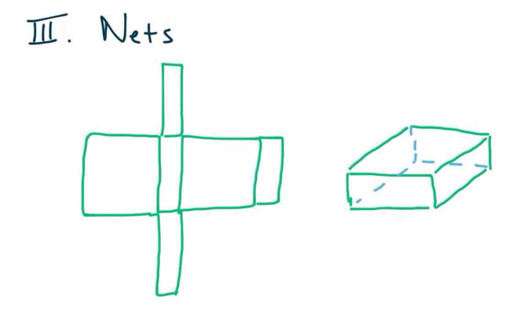The nets is going to come up a lot in the next chapter as we do a lot of stuff with surface area, which I totally get a kick out of. Here's a shape, you unfold it, you get the net for it, then you figure out the area of each section, and then that gives you the surface area. I think it's a lot of fun.